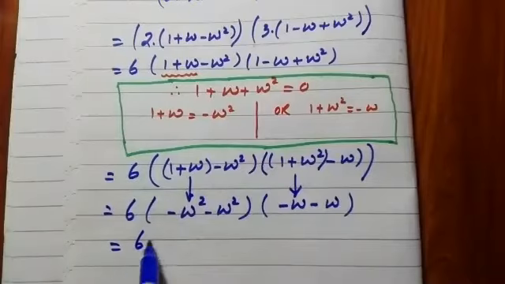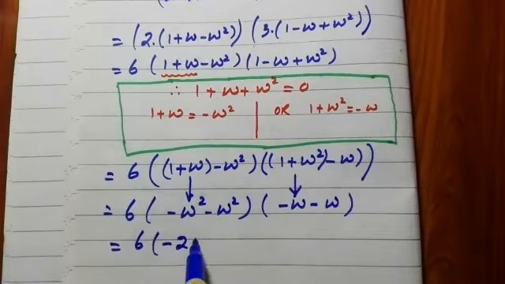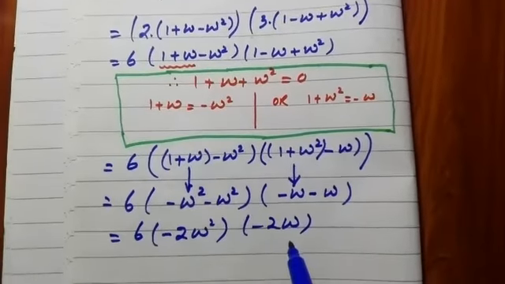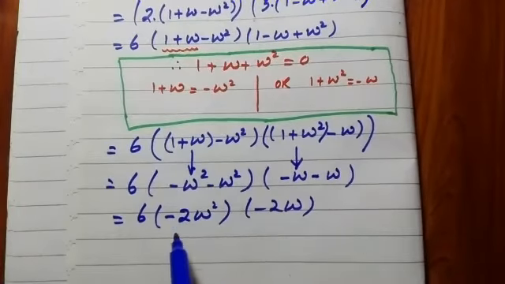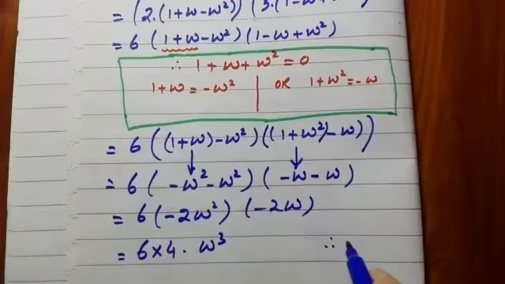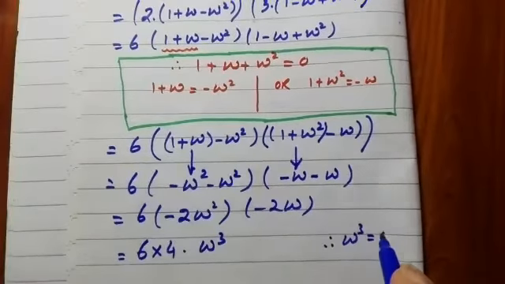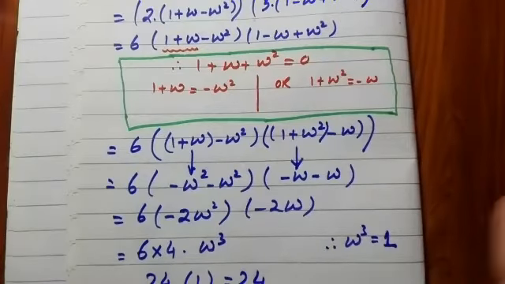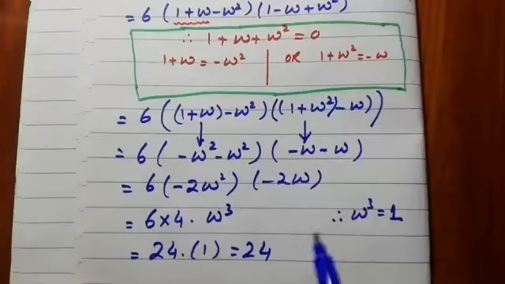Now we will simplify it. Minus omega square will become minus 2 omega square. In the next bracket it will become minus 2 omega only. Now we have two numericals, minus 2 and 6, so you will collectively write it as 6 times 4. Omega square and omega will be written as omega cube, and we have a reference that omega cube, a second property, product of cube roots of unity, is equal to 1. So you will write it as 24 times 1. So this is equal to 24. So the question will be concluded like this one. This answer will be 24.